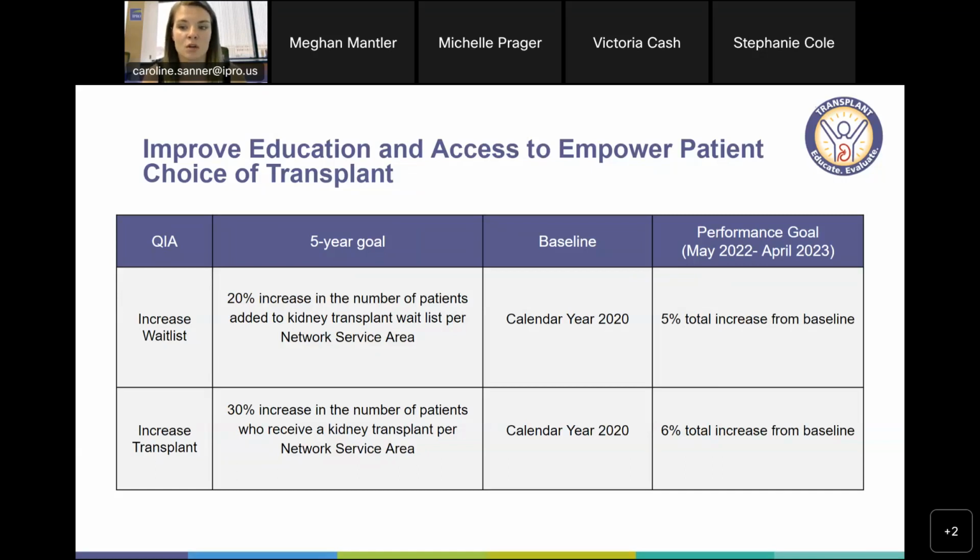Each year, there is a new goal that each network must meet in the area of increasing waitlist and transplant. This year, which runs from May of 2022 until April of 2023, the goal is to achieve a 5% increase in the number of patients you have waitlisted and a 6% increase in the number of transplants. So you might be asking yourself, well, how many waitlists and transplants does that mean my facility has to get, right? Because we're talking network wide. And if you can go to the next slide, I will explain.